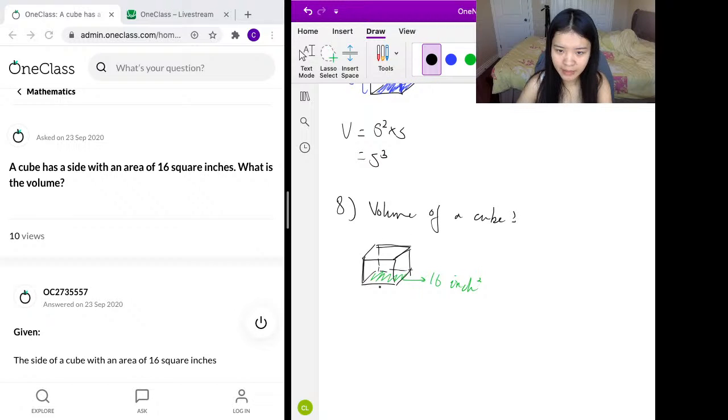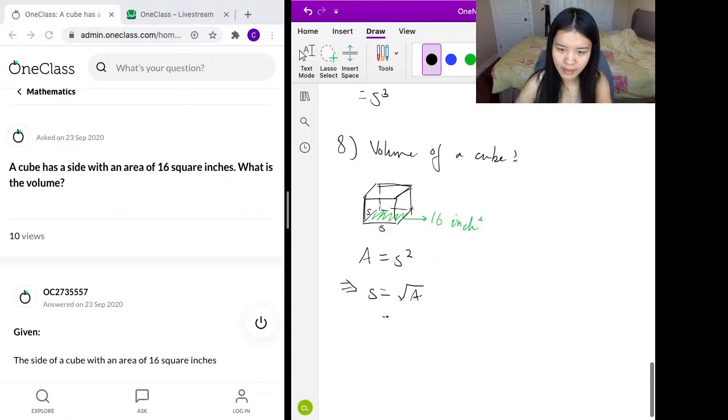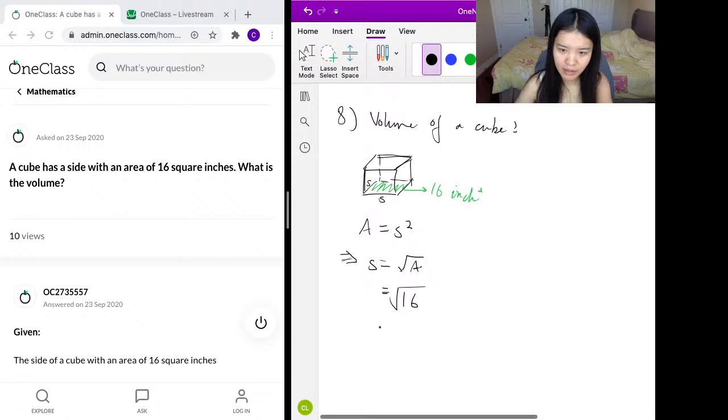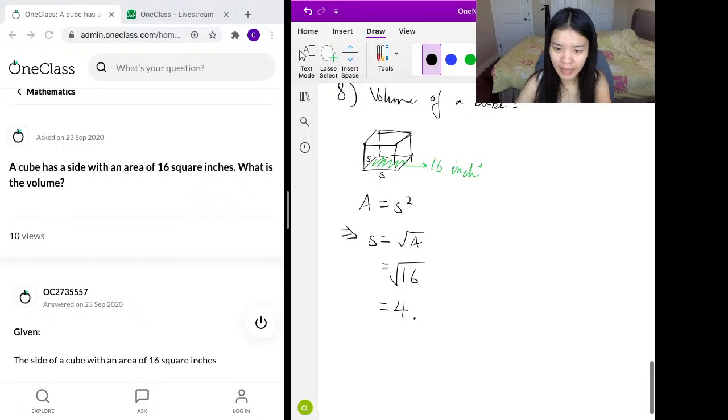So we know each side of the cube has length s. So the area of a face of the cube would just be s squared. And we know each side would just be the square root of the area, which is, in this case, the square root of 16. So each side would be 4 because the side of a cube cannot be negative. So each side of this cube is 4 inches.